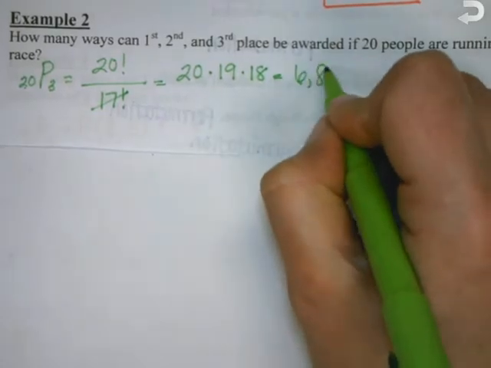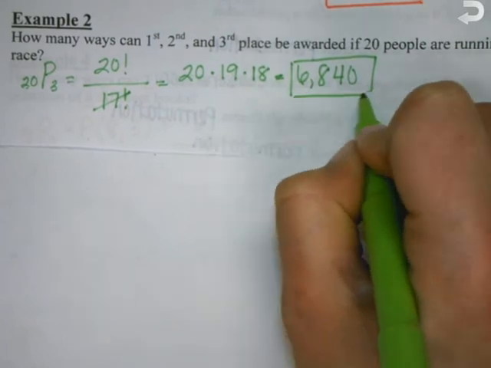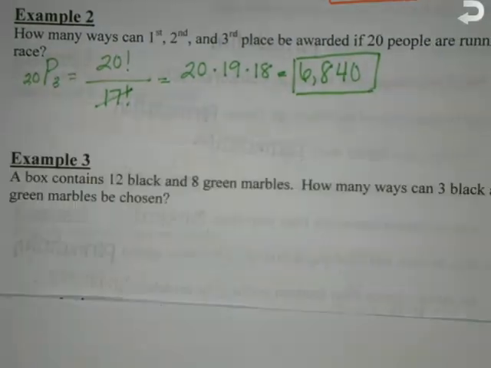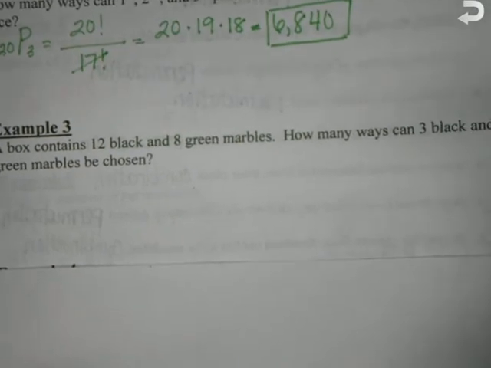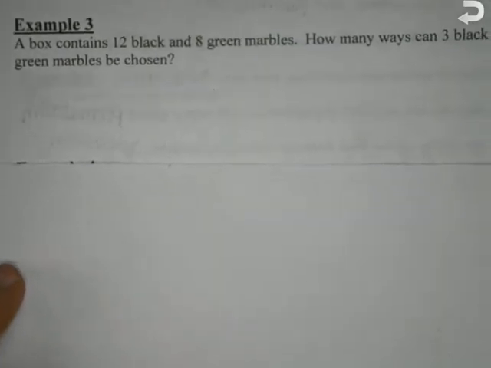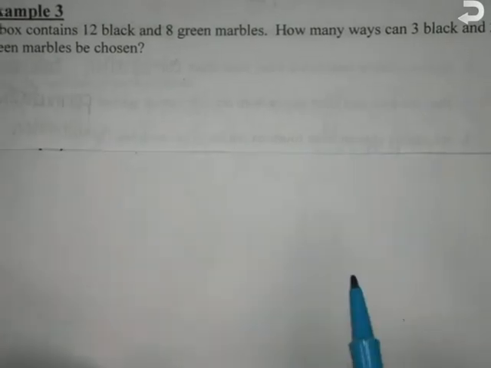Okay. All right, example 3. A box contains 12 black and 8 green marbles. How many ways can 3 black and 2 green marbles be chosen? Now this is a little bit different. What type of problem do you think this is going to end up being? It is a combination because the order doesn't matter, right? It just matters whether you have black or green marbles.